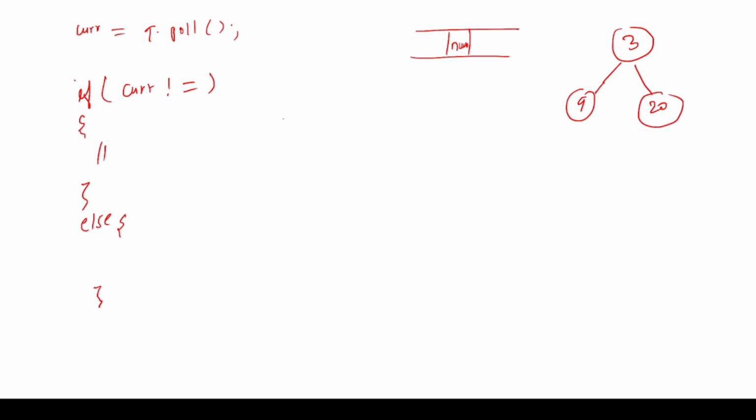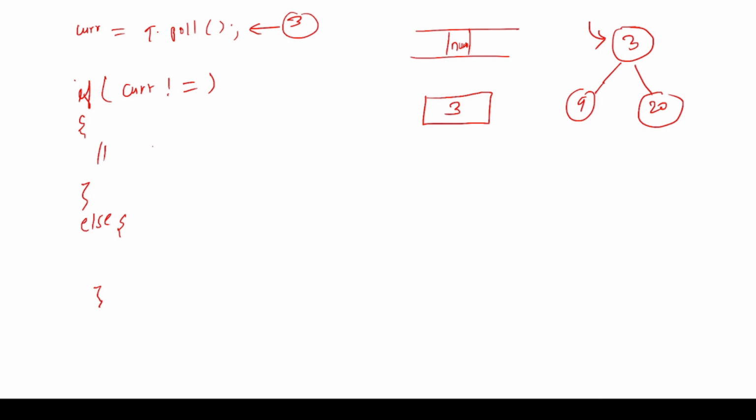This tree. Now current is at 3. So if we poll from here, now we have 3. So when current is not null, meaning we have 3, what should we do? Obviously, you should go to its children, as well as add this root node to a list. So we will create one list, and on the list we will add an element. Let's suppose this is your list.